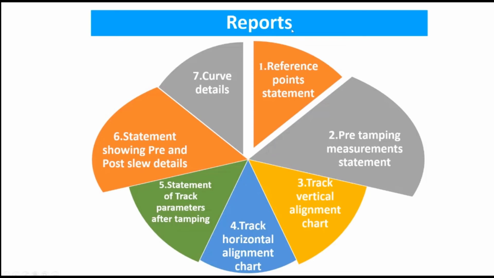What are the reports we can get? We will get the report of reference point statement, pre-tamping measurements statement, track vertical alignment chart, track horizontal alignment chart, then statement of track parameters after tamping, statement of pre and post slew details, and also the curve details. So these are the reports you will get by this method.